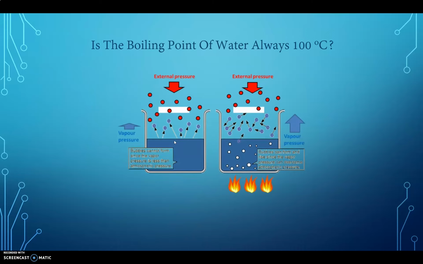Essentially, for boiling to take place, the vapor escaping from the liquid has to be able to push the air out of the container. So the air is pushing down on the surface of the liquid with 1 atmosphere or 760 torr, or whatever units you use of pressure. So the vapor of the liquid has to push up with the same amount of force. That's what we learned about earlier, called the vapor pressure.